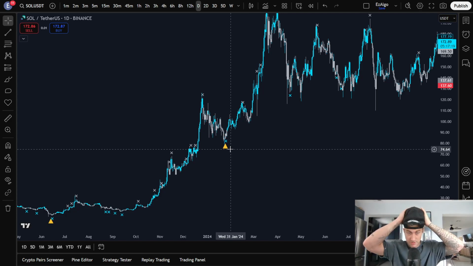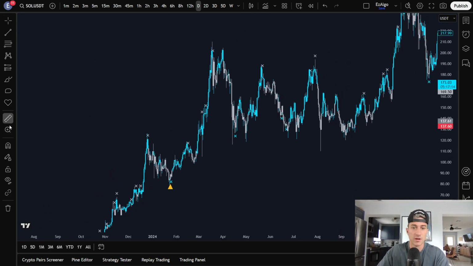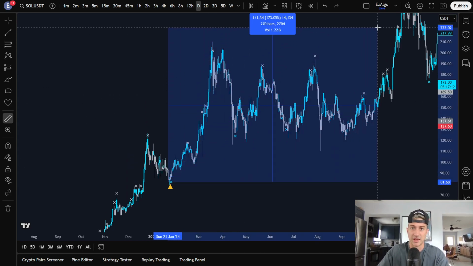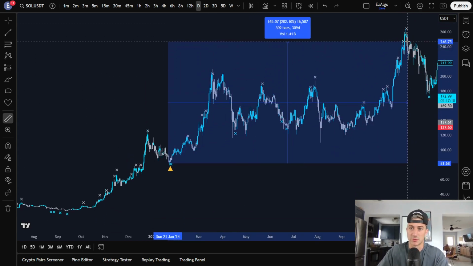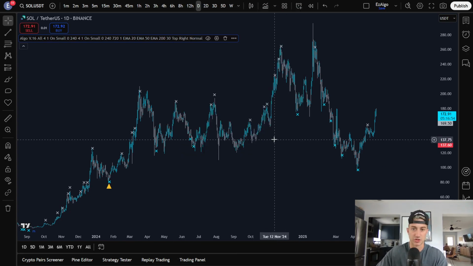Again, another accumulation buy signal here on Solana. This was back in January of 2024, before this next massive leg up in the bull run. Solana goes up 200%. We also have standard AI reversal buy and sell signals here, which I'll show you in just a second.